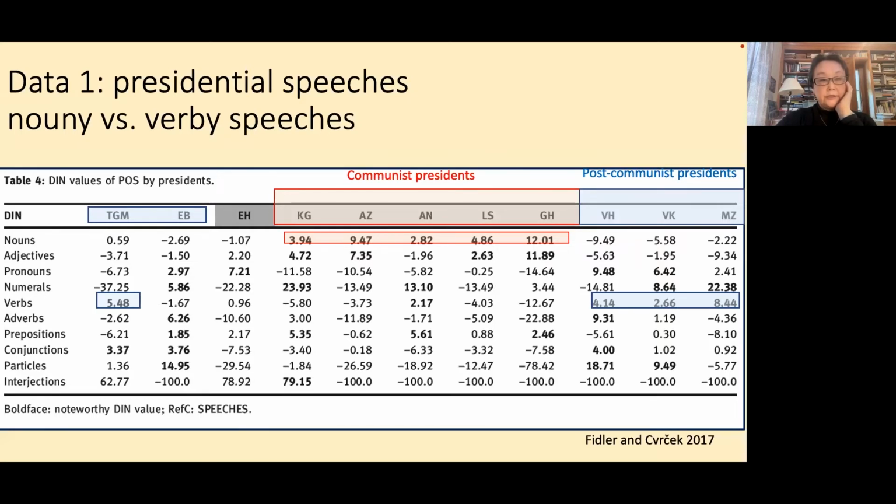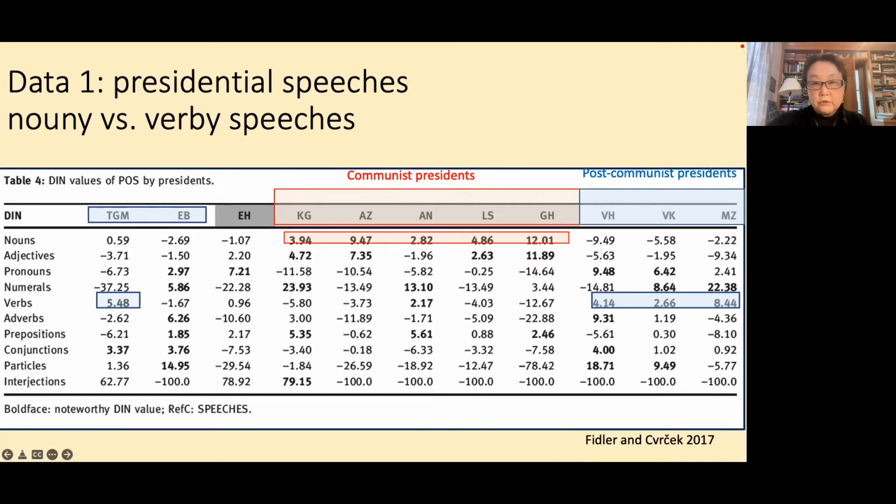It's called the difference index. The abbreviations are all names of the presidents. The red indicates communist presidents and blue post-communist presidents. You notice that nouns are very prominent among communist presidents, whereas the post-communist presidents' speeches are marked more or less by verbs, verbs being prominent. And you might have a question about this. I anticipate a question, because verbs can be in the infinitive form, and the infinitive form would not mark any social actors.